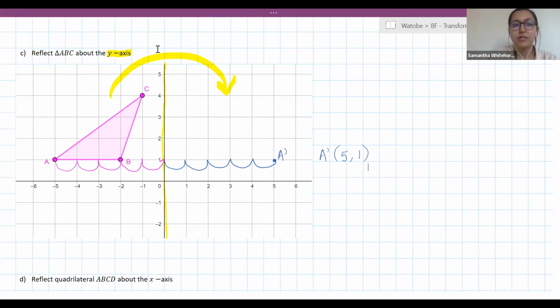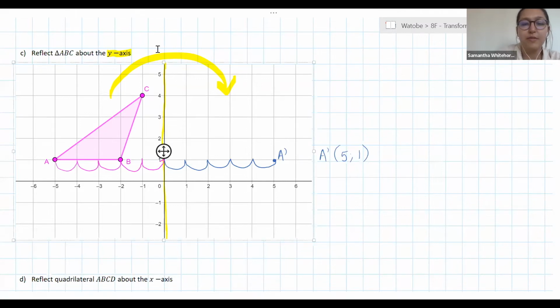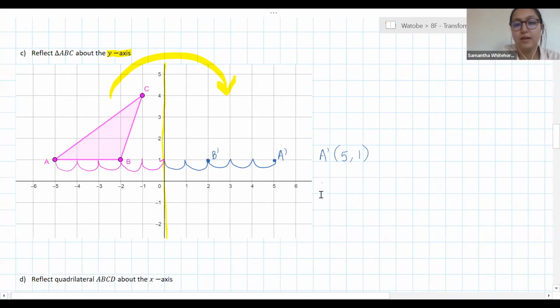I need to do the same thing for B and C. So I can see that B is 2 units away from my line of reflection, which means on the mirror image side, it's also going to be 2 units away. So B dash is at +2, 1. And C, we can see is 1 unit away. And so C dash is then at 1, 4.